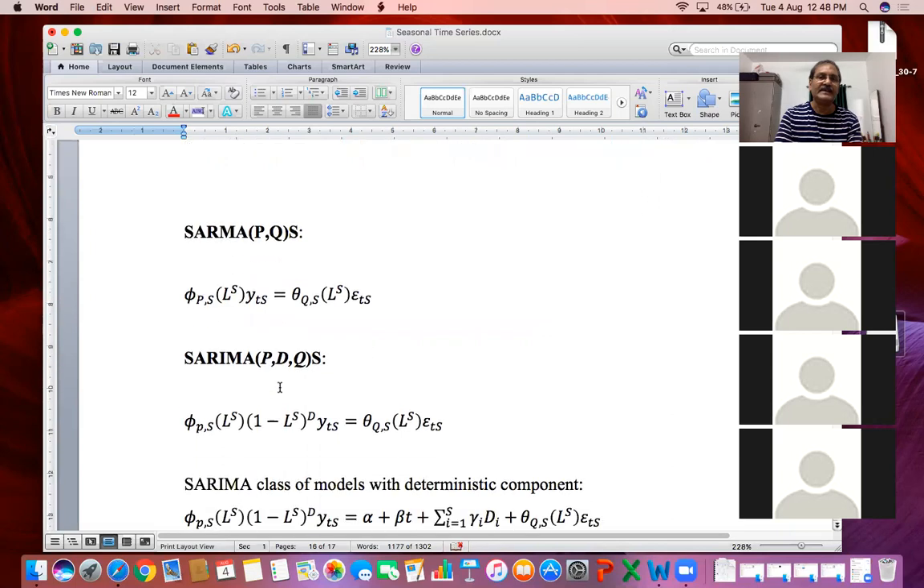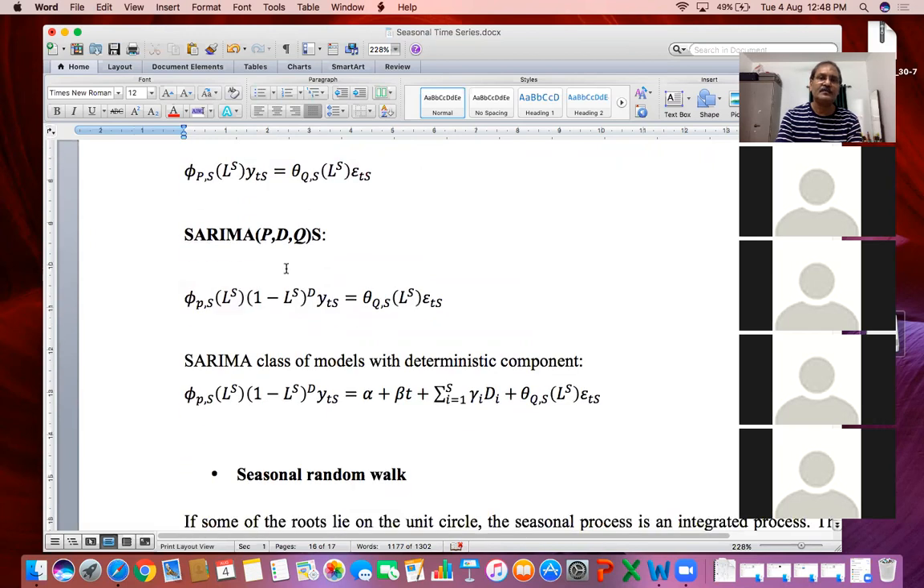Similarly, for the ARMA case, seasonal autoregressive moving average of order P, Q. In all cases, we have ignored the non-seasonal part. We are focusing only on the seasonal part. SARIMA (P, D, Q).